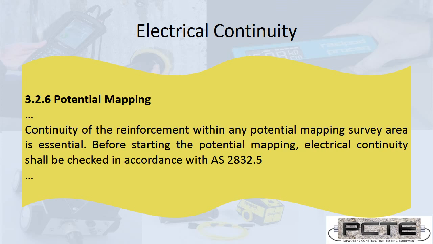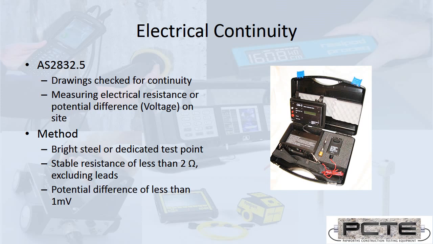So electrical continuity is also called out as part of the potential mapping section, and it's very, very important in the design and installation of cathodic protection. The Australian standard mentioned in this is AS 2832.5. So AS 2832.5 specifies that the design drawings of the structure be checked for continuity. If you don't have drawings, you will need to use other tools. And also that the electrical resistance can be measured using either the potential difference or the electrical resistance on site. And the criteria for those are 2 ohm resistance or 1 millivolt.